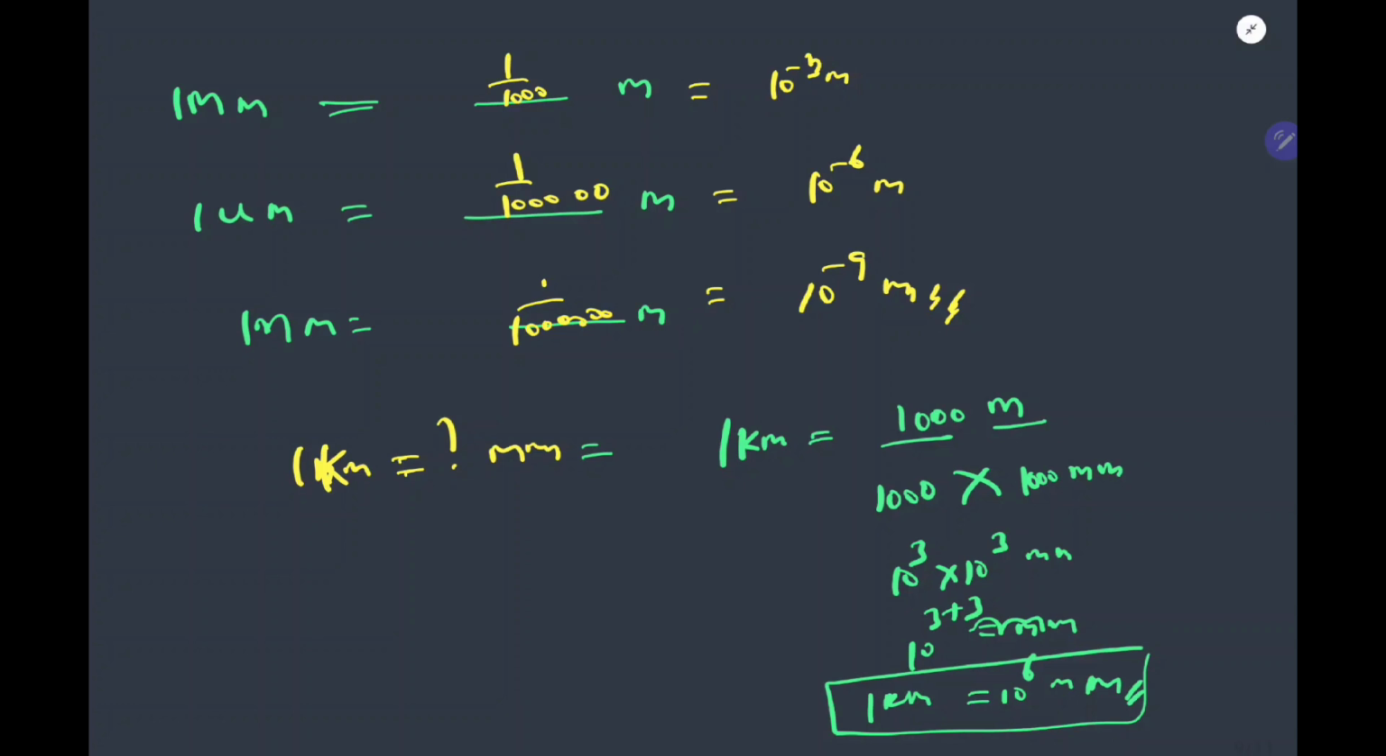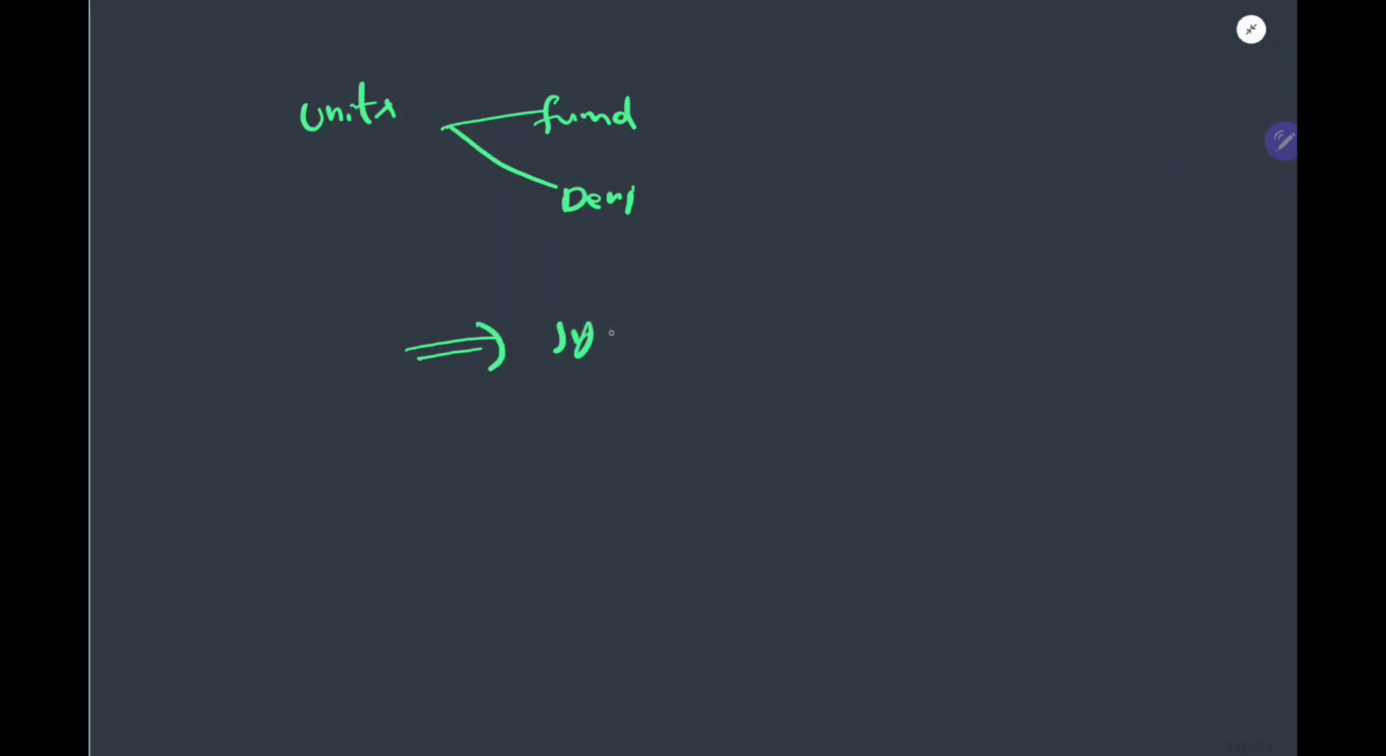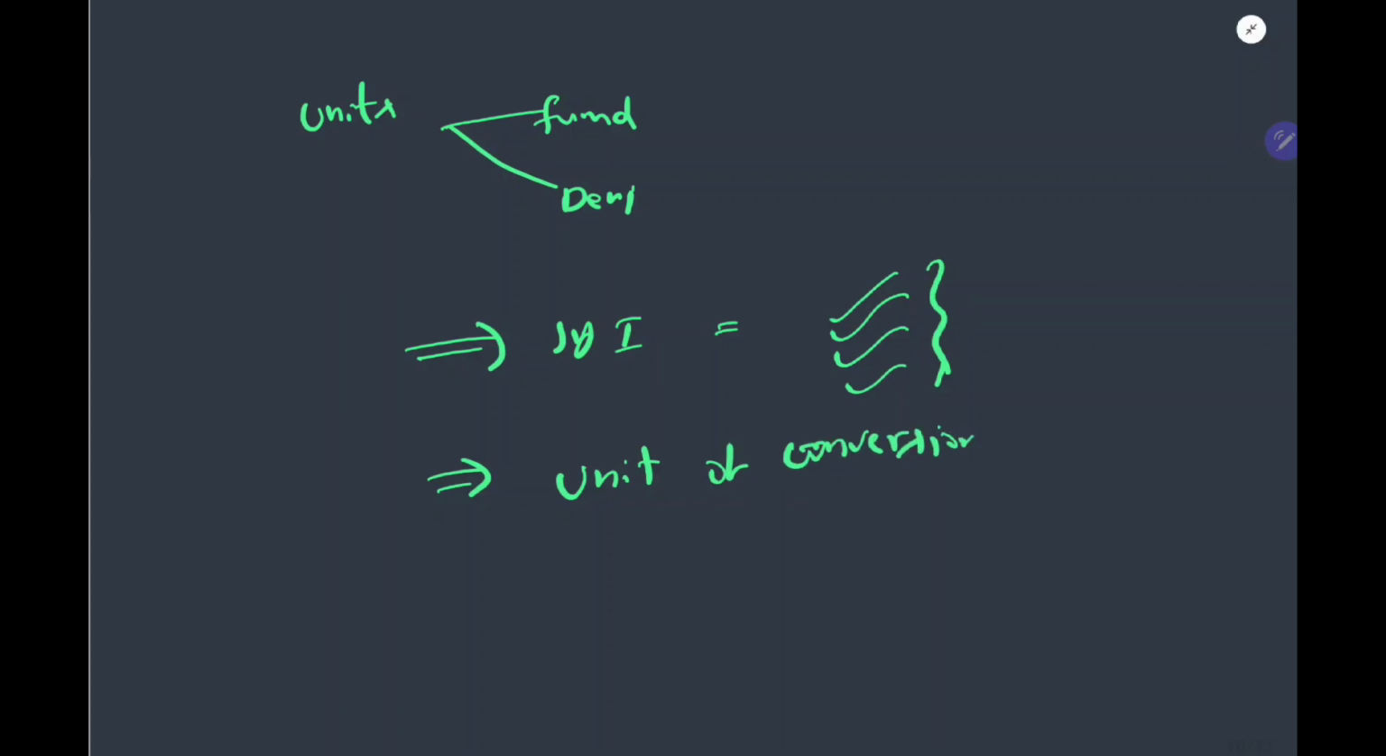So this is the first one for units and measurements. In this class we discussed what units are, what fundamental units are, what derived units are, and what the international system is, which uses different kinds of measurements and unit systems. And lastly, unit conversions we did. So this is enough for today's class.